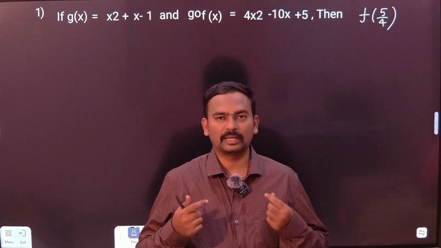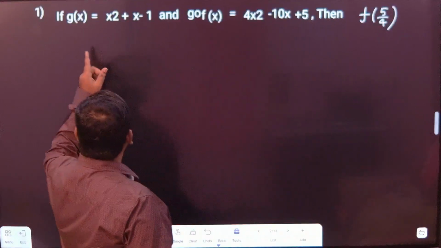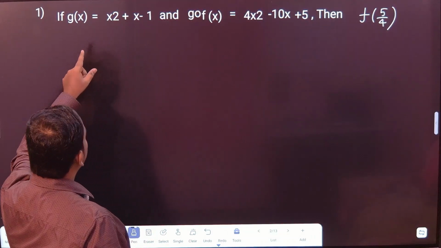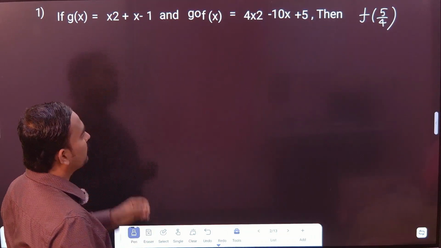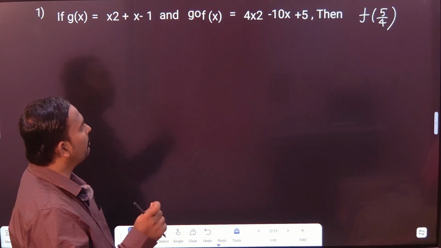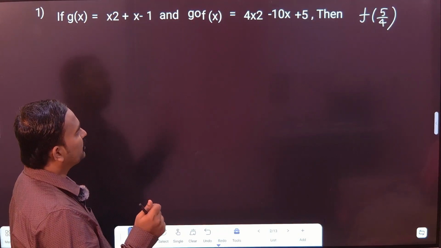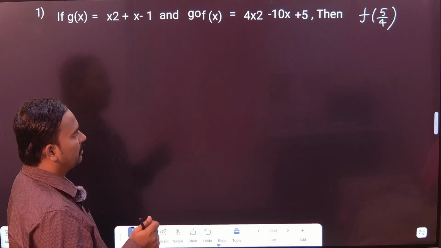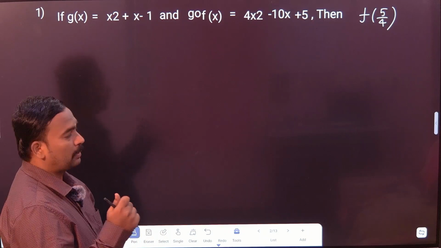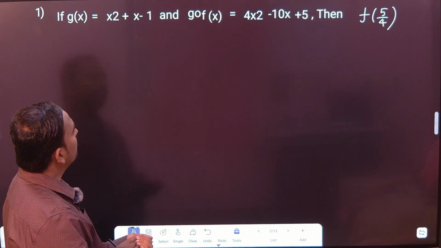Hello everyone. We'll continue this problem. You can see what is given to you. g of x equal to x square plus x minus 1 and g composition f of x is given to you as 4x square minus 10x plus 5. So we need to find f of pi by 4. And how to do this?